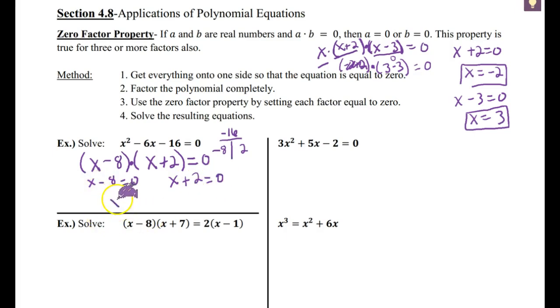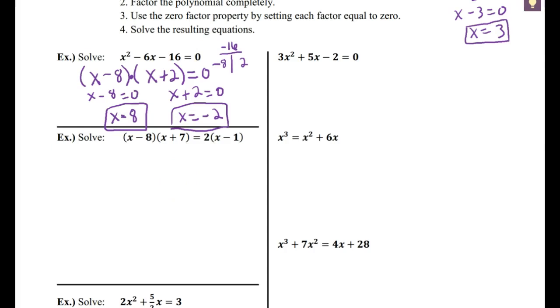So over here I add 8, so x could be 8. Over here I would subtract 2, so x would be negative 2. So x could be negative 2, or x could be positive 8. There's two solutions here. And you might notice that's the opposite sign of what was inside, right? Positive 8 minus 8 would give me 0. Negative 2 plus 2 would give me 0. We're going to see that kind of pattern throughout.